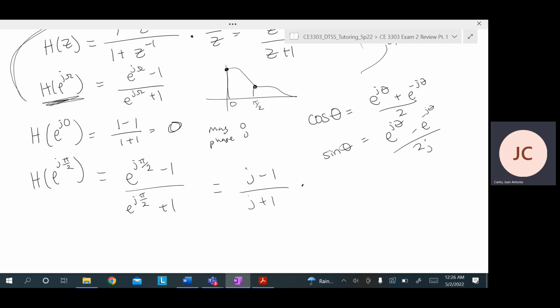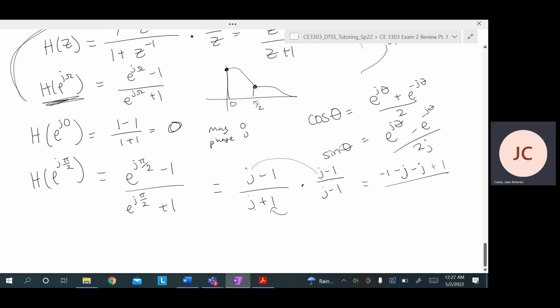And so if you remember the way we actually do j minus 1 over j plus 1 is multiply by the conjugate, is that how that works? Yes, so if we're doing j minus 1 over j plus 1, then we go ahead and multiply by j minus 1 over j minus 1. So we're doing the conjugate of this one. So what we end up getting is j times j is negative 1. J times negative 1 is minus j. And then we get another minus j. So we got j squared is negative 1, and then a minus j and a minus j, and then a positive 1.